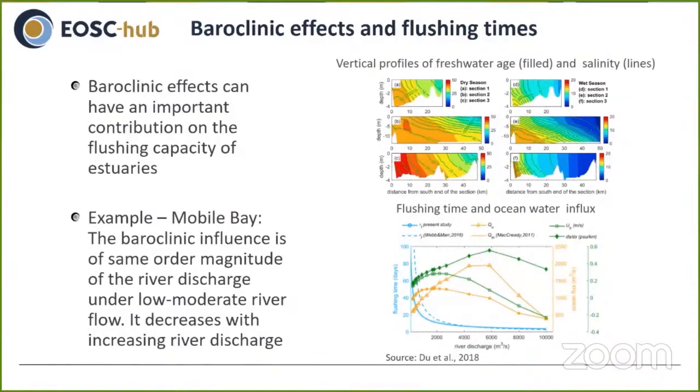The importance of this effect decreases with the increase of the river flow. For low to moderate river flows, their results suggest that the estimated flushing times were about half of the previous estimations based only on barotropic processes.